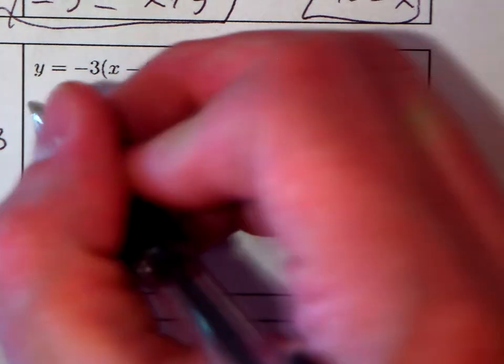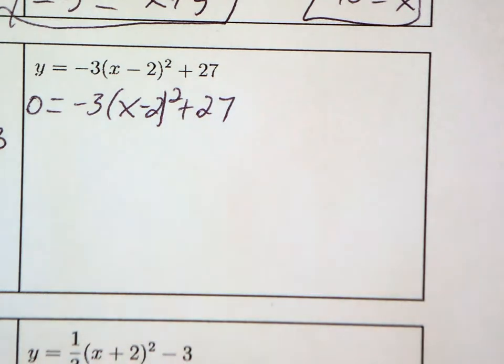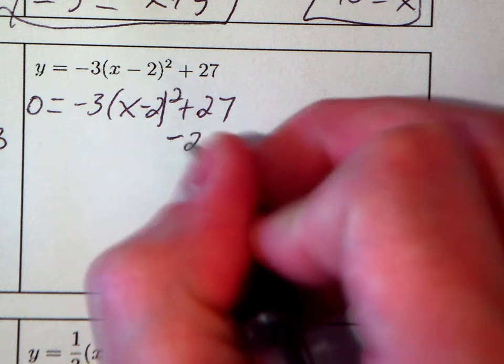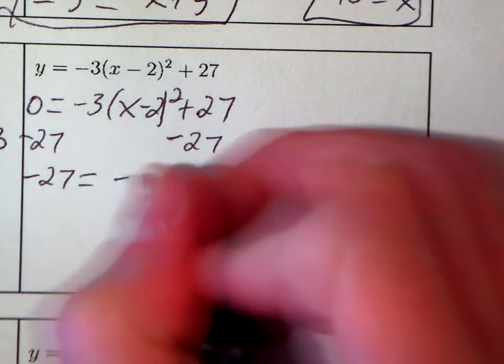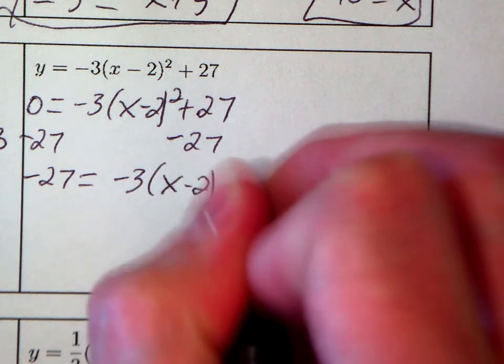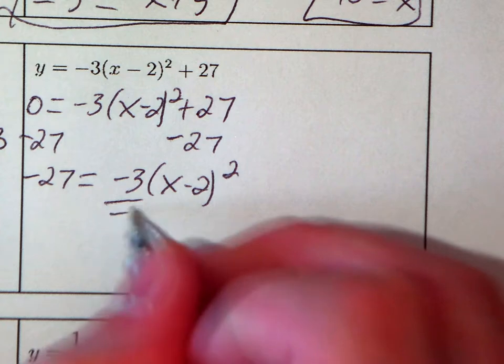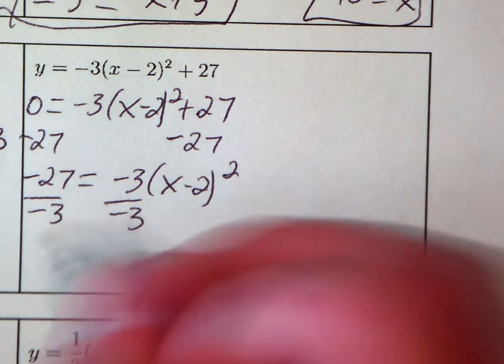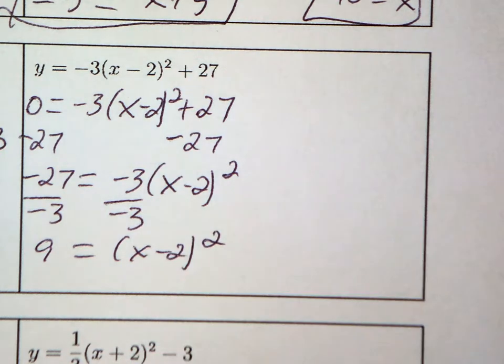On the right, the first thing we'll do is we'll replace y with 0. So we have 0 is equal to negative 3 times x minus 2 squared plus 27. We're going to cancel out the constant first. So since it's plus 27, we'll do minus 27. We get negative 27 is equal to negative 3 times x minus 2 squared. Then we're going to divide by the coefficient, which is this negative 3. We end up with 9 is equal to x minus 2 squared.